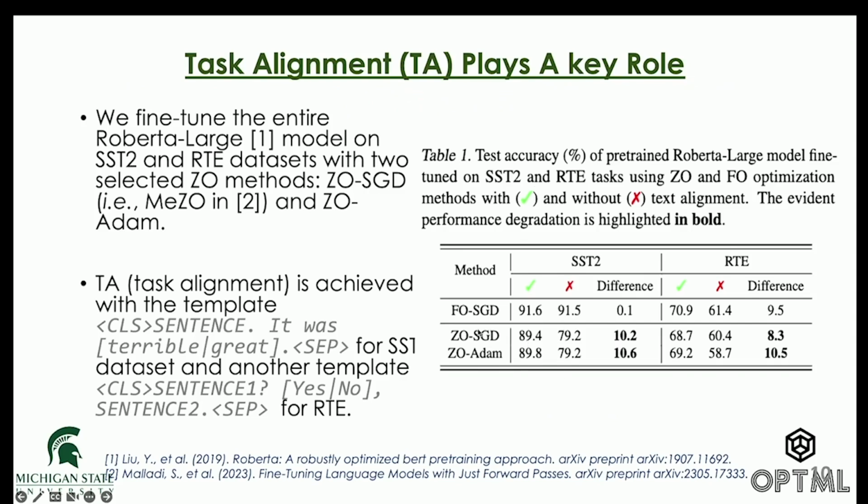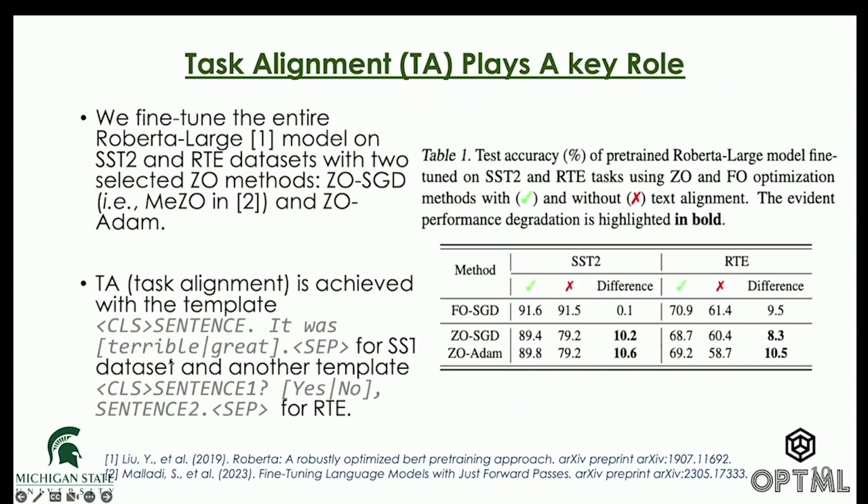As you can see, for the first-order method, even without considering the task alignment, you can achieve similar performance for fine-tuning. But for the Zeroth-Order method, you have to consider task alignment. Otherwise, the fine-tuning performance will degrade significantly. And how to achieve task alignment?